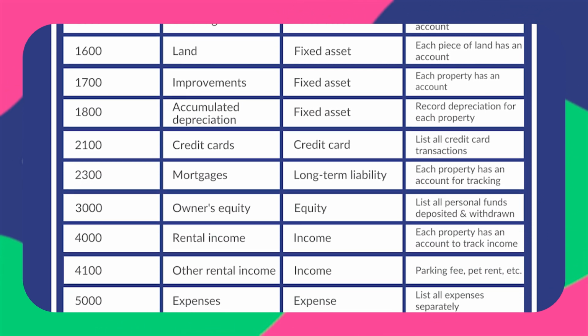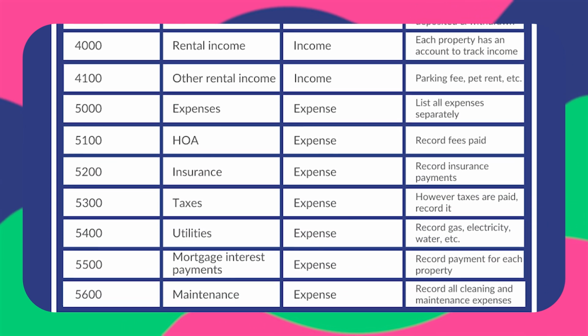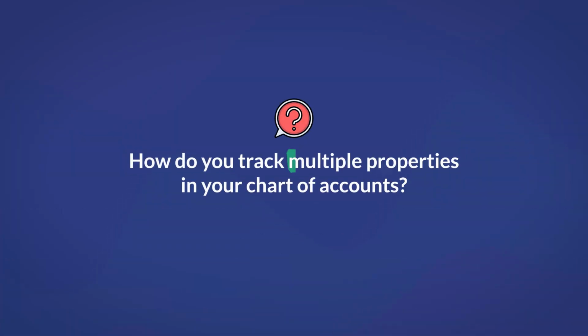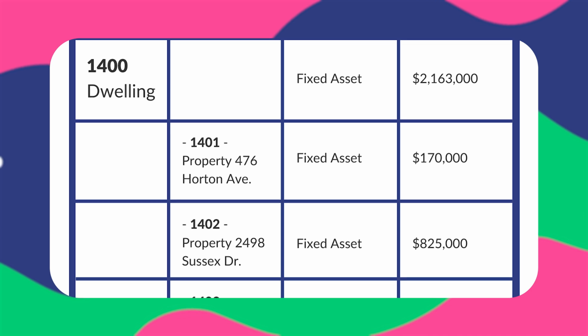Keep in mind that you could use this as a basis for any of your real estate business, including as a rental property chart of accounts template. And I know there's some questions you've probably been asking during this video, so I'm going to answer. How do you track multiple properties in your chart of accounts? To track multiple properties in your chart of accounts, you'd organize things like this with another layer of sub-accounts.